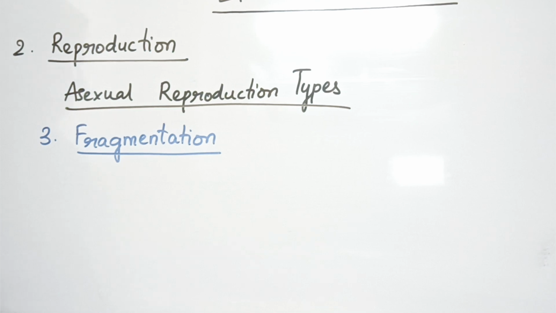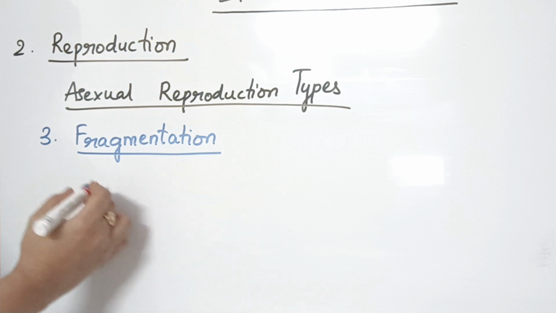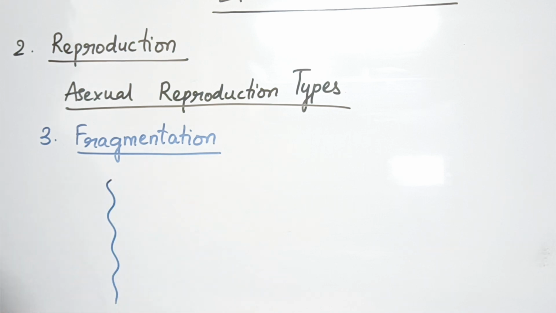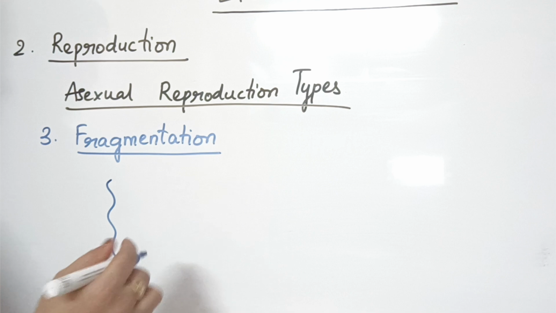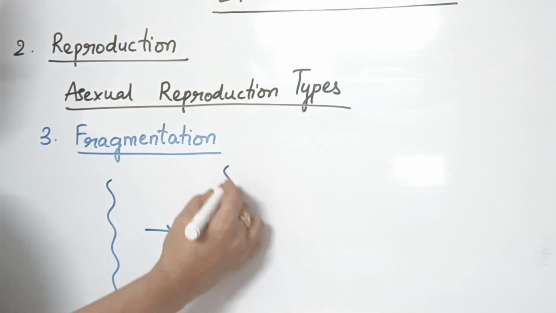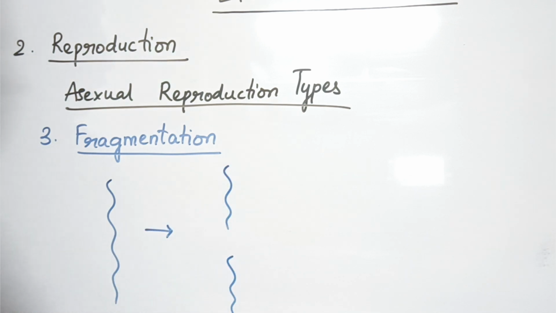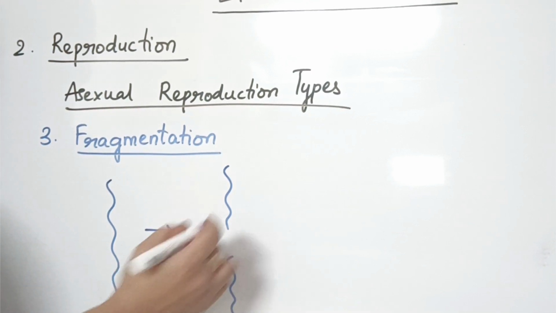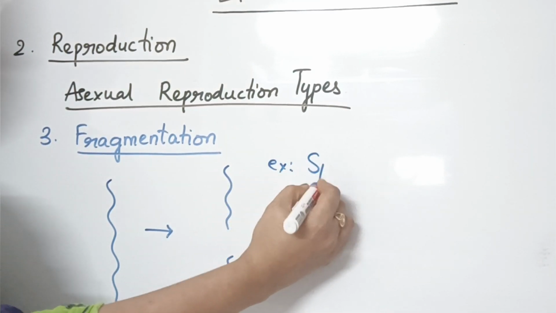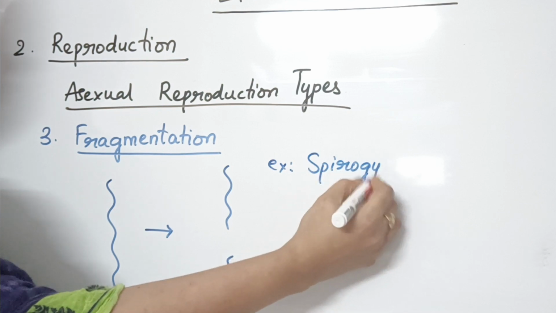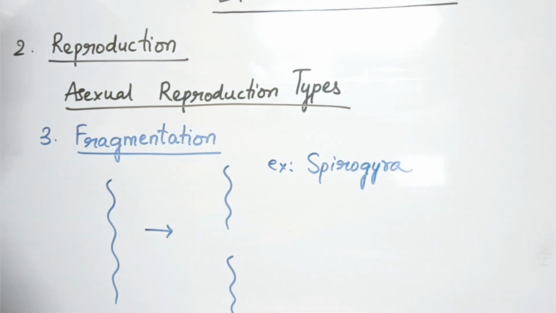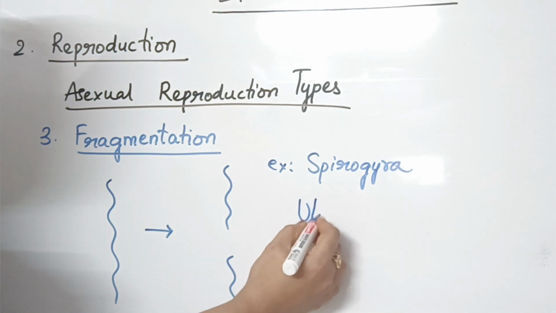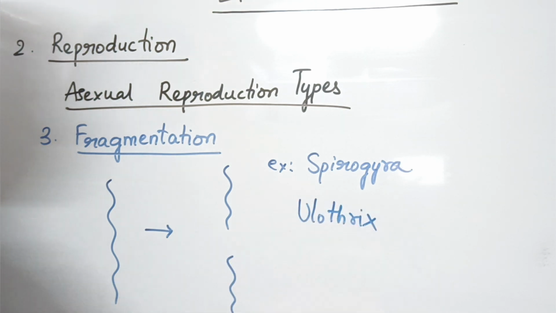Next is the fragmentation. Fragmentation can be seen mostly in case of filamentous organisms, like in case of Spirogyra, where the organism looks like a filament. Now here the organism will divide and will form into two identical offsprings. Like examples you can find in case of Spirogyra, and also Oedogonium. Okay, this was the fragmentation, and the last one we have is regeneration.